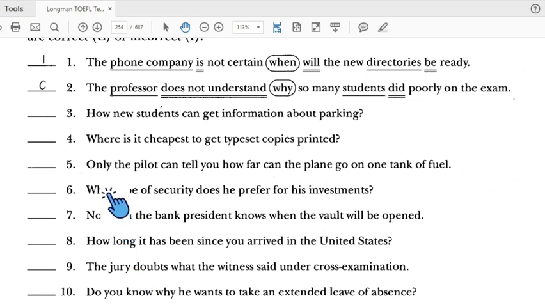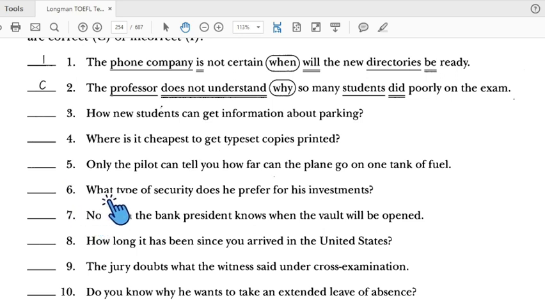Number 5 is not a question. Okay, only the pilot, subject, verb. Okay, this one is a connector, we have to put subject, verb. However, it's totally incorrect. We have to put plane first and then can. So number 5 is incorrect.